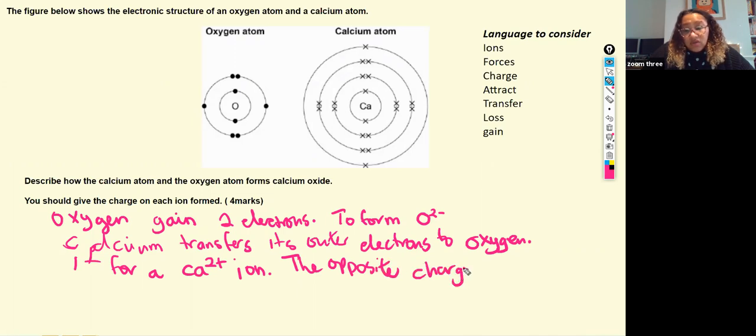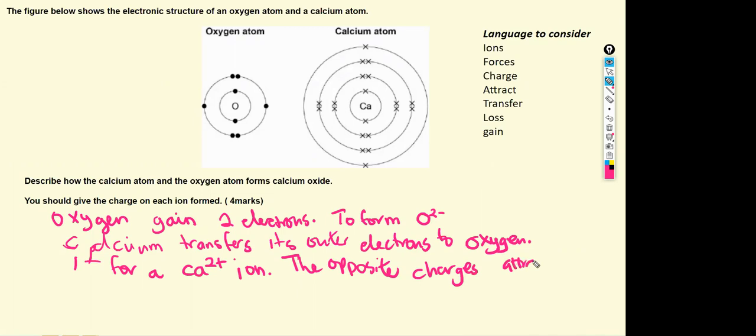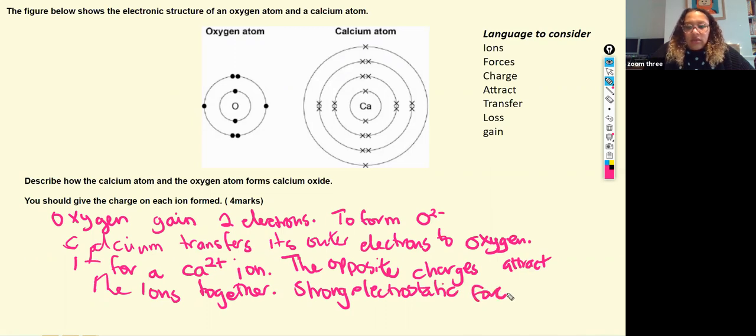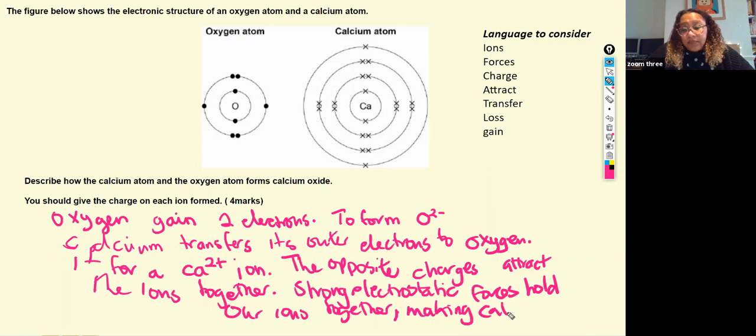And then what you do is say the opposite charges, if you like, attract the ions together. Strong, and I'd always put this in, electrostatic forces hold our ions together, and that's showing making calcium oxide. Right, any questions?